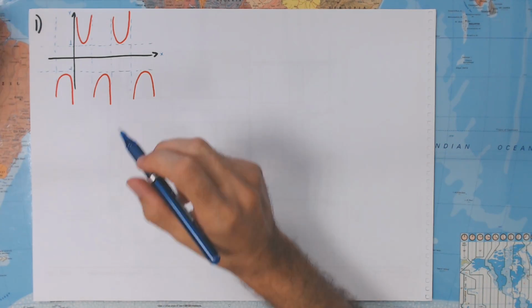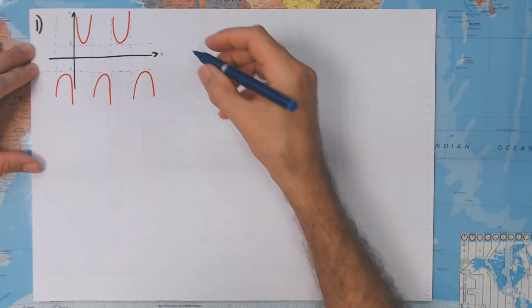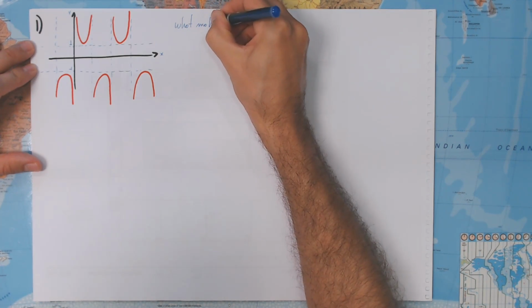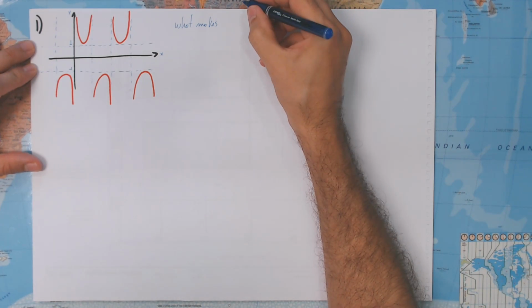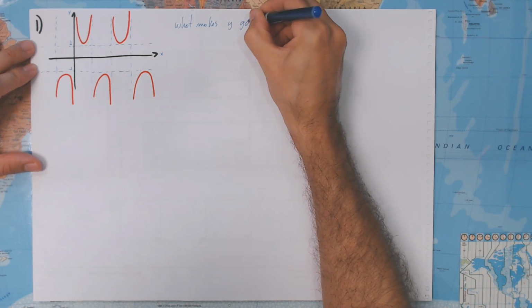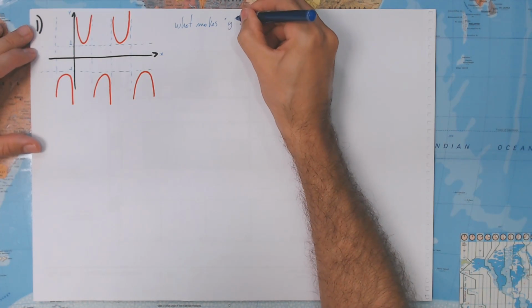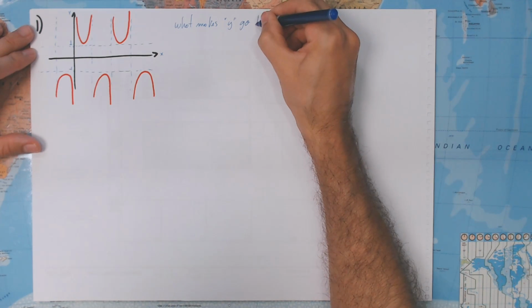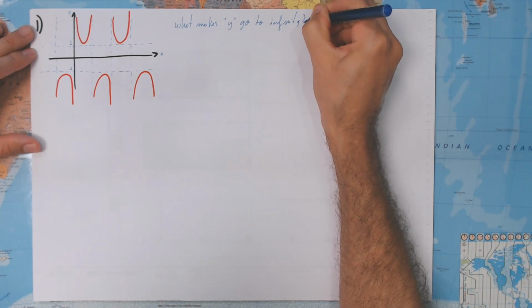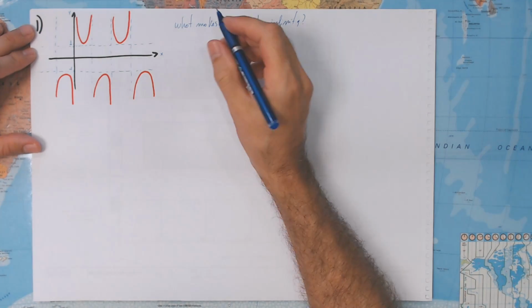Well, the first thing we would have to think is what makes y go, y, this axis, right? What makes y go to infinity? Okay, what makes that go to infinity?